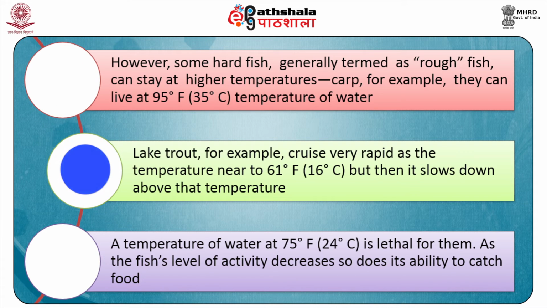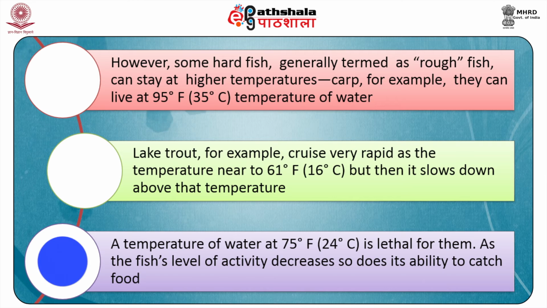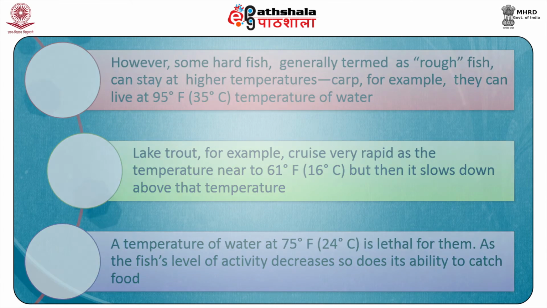Lake trout, for example, cruise very rapidly as the temperature nears 61 degrees Fahrenheit or 16 degrees Celsius, but then slow down above that temperature. A water temperature of 75 degrees Fahrenheit or 24 degrees Celsius is lethal for them. As the fish's level of activity decreases, so does its ability to catch food.